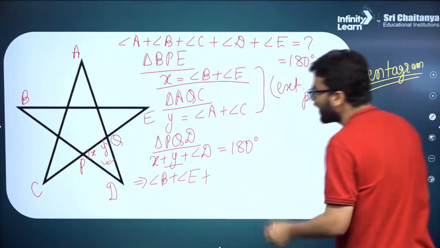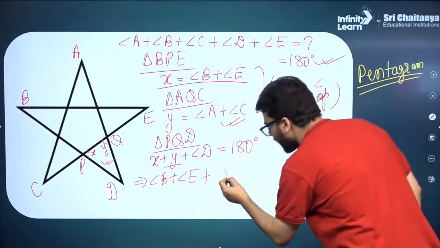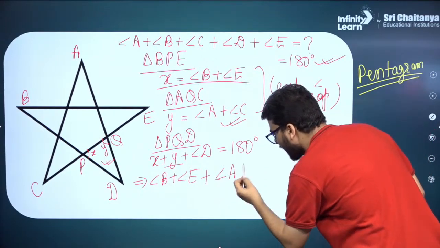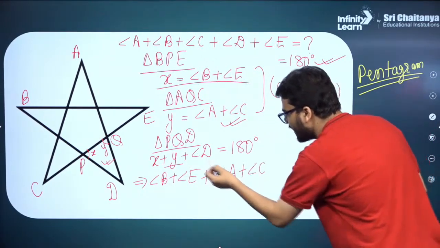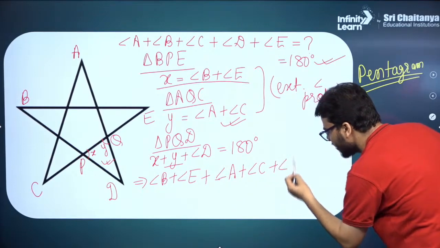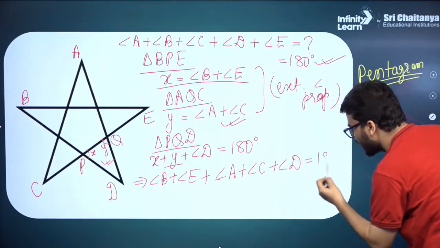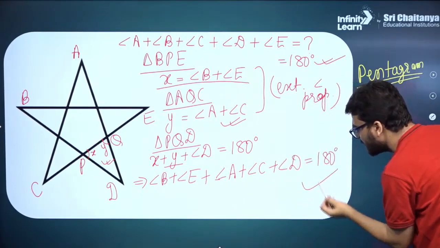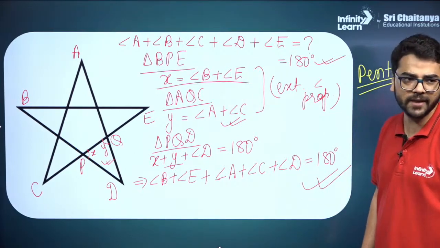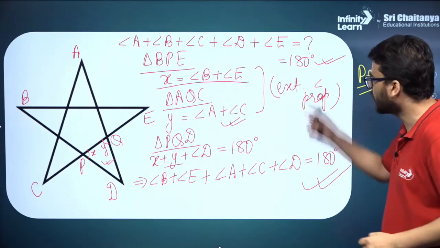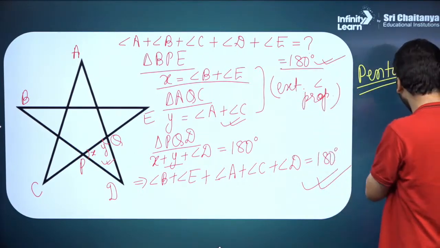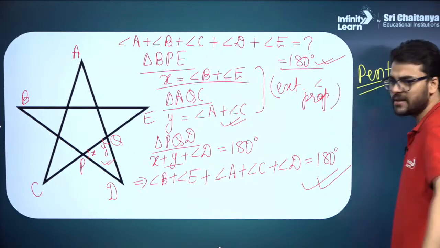And in place of Y, can I write A plus C over here? Tell me, guys. I can write angle A plus angle C. And D will remain as it is. So, have I proved that angle A plus angle B plus angle C plus angle D is 180 degrees? Any doubt in that? So, therefore, the answer is 180 degrees. Is this clear to every student in this session?